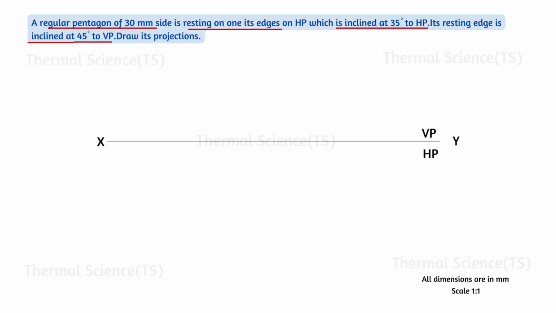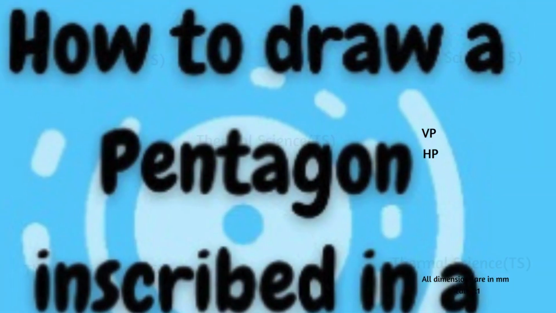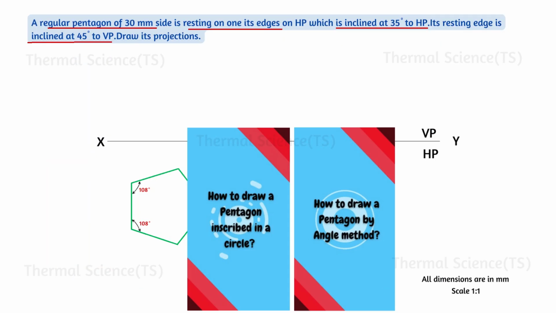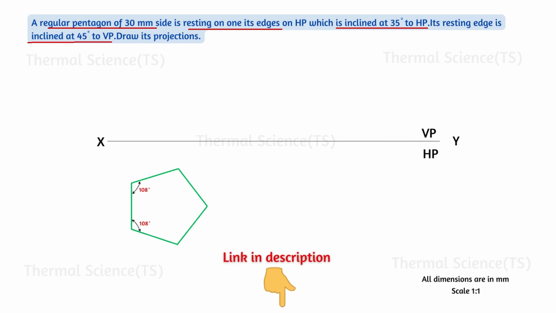Place a scale. Construct a pentagon of a side 30 mm. If you want to know how to construct a pentagon by angle or a circle method, I have already made a video for drawing the pentagon. Link is given in the description. Kindly watch it. Mention the side length as 30 mm and name the corners of pentagon A, B, C, D and E. We have drawn the first top view of the pentagon.